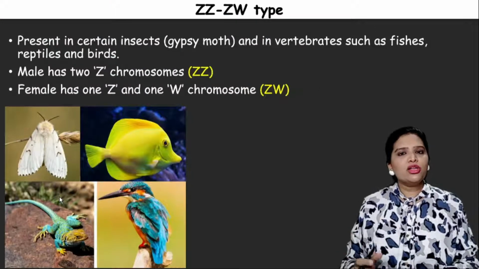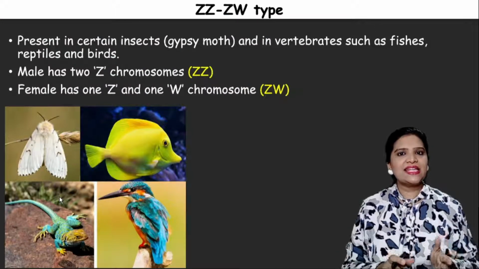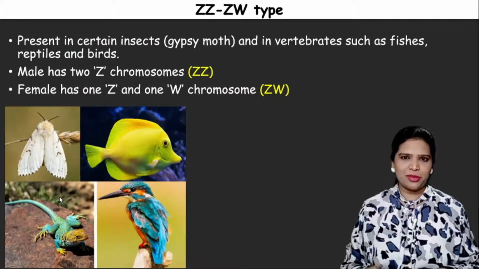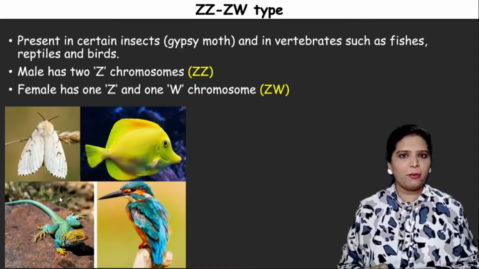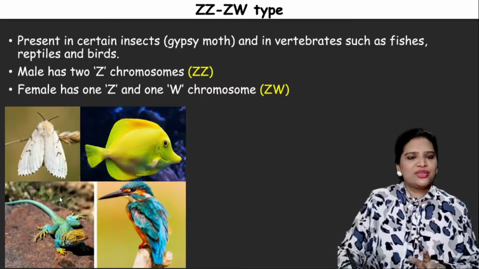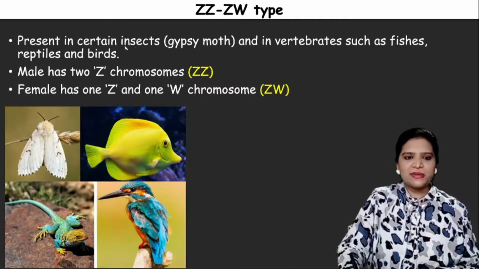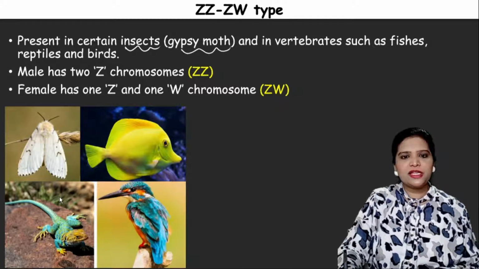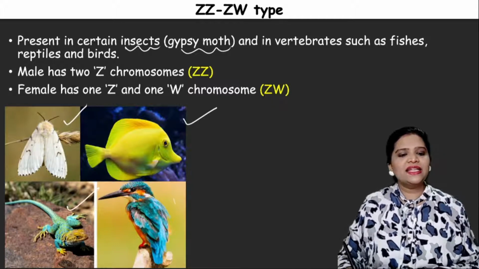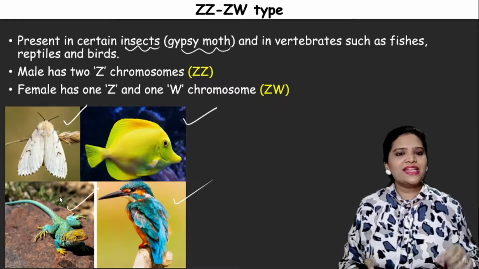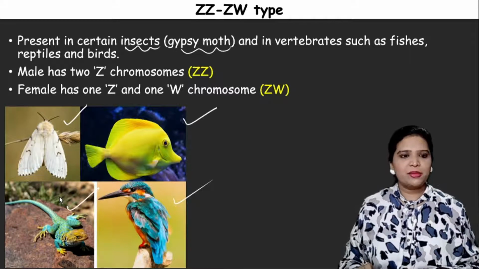Now let us move on to the second type, that is the ZW type of sex determination. This is just the reverse of the XX and XY type of sex determination. This type is present in insects like the gypsy moth, and in fishes, reptiles and birds.